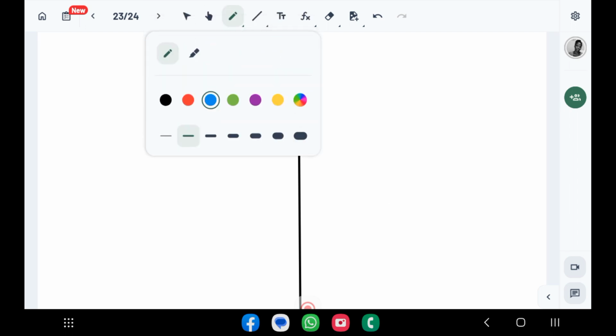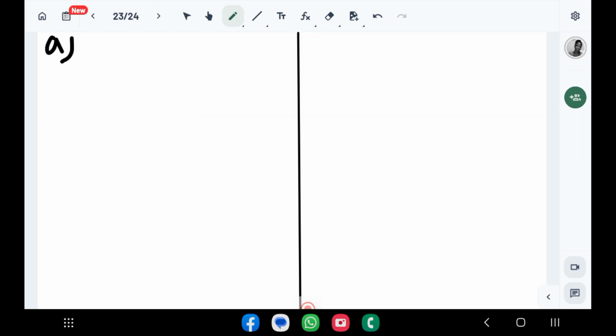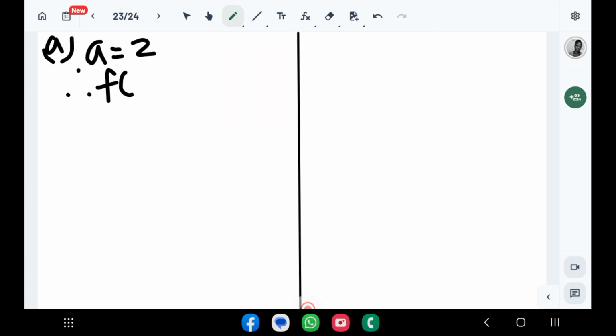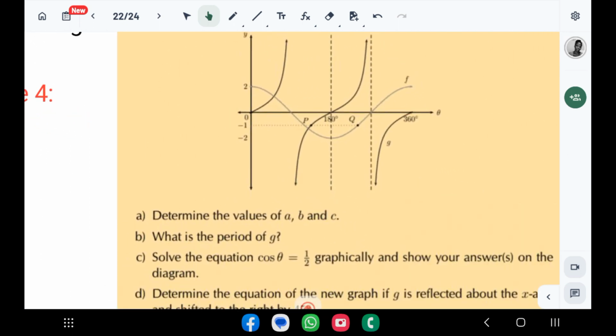That's how your a is calculated. That was number a. a equals 2. So therefore, your graph of f of theta equals 2 cos theta. f of theta equals 2 cos theta. If you're not sure how to deal with the cosine graph, go look at the video for the cosine graph. Now the next one, number b.